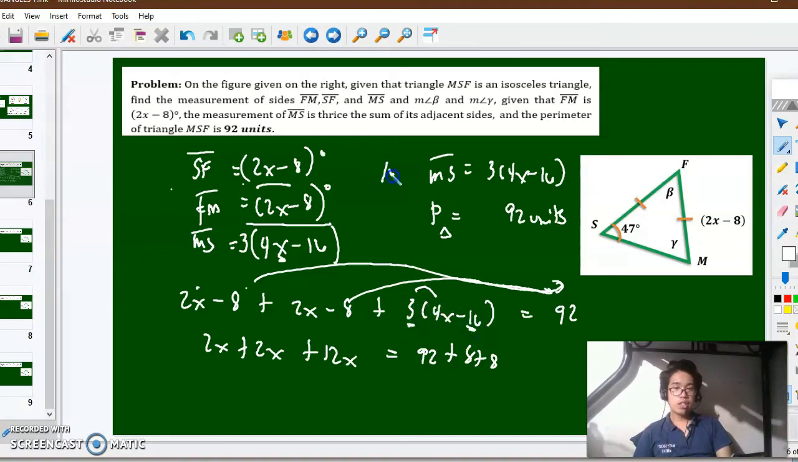So what's 16 times 3? You get 48. So that's going to be negative 48. 3 times negative 16 is negative 48, and if you transfer that to the other side, that's going to be plus 48.